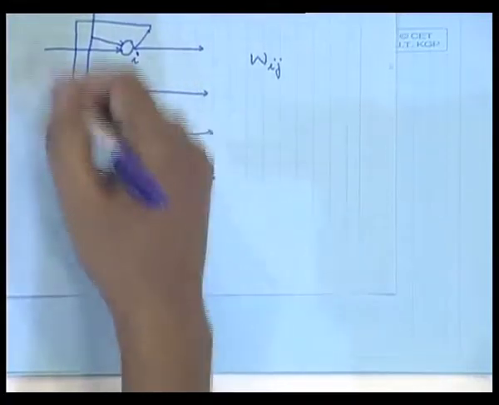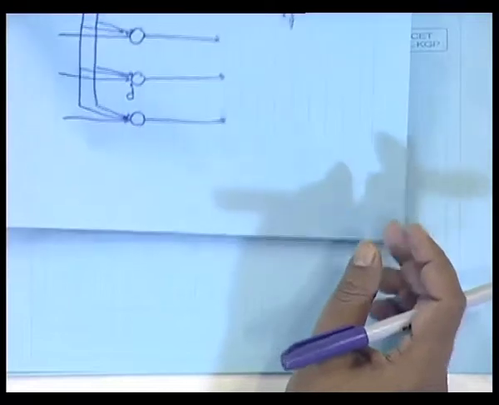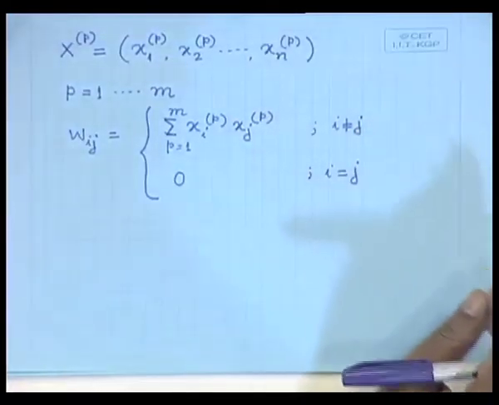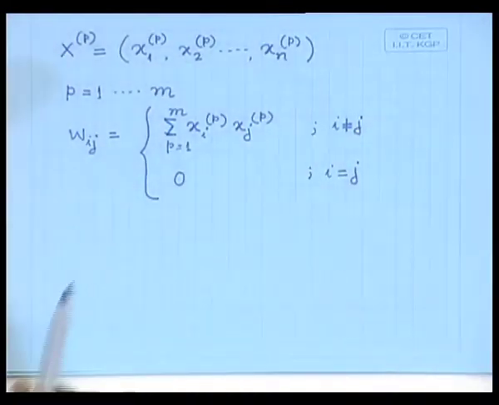The output of the second node should be connected to the first node. Yeah, it should be there. Output of the second one should be connected to the first one. From the second one to the second one, there should not be any connection. From the first one to the first one, there should not be any connection. Okay. But the connection weight will remain the same. Wij is the same as Wji. Okay. Connection weight will remain the same.